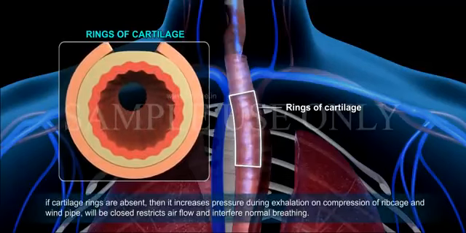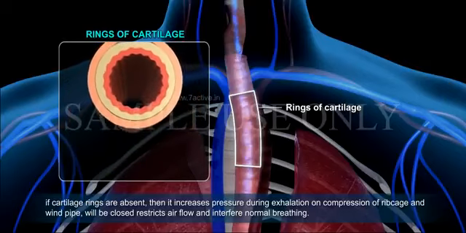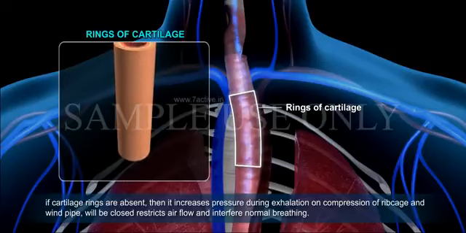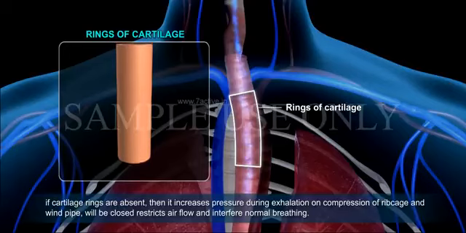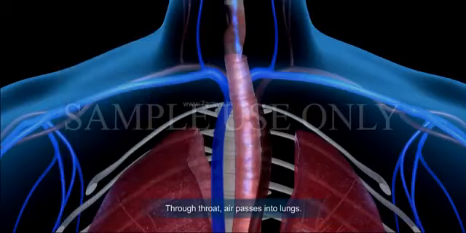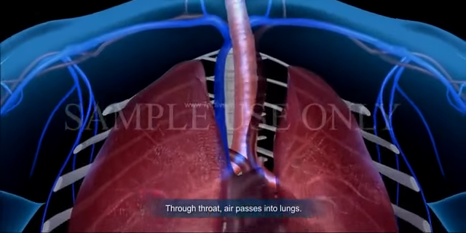If cartilage rings are absent, then pressure increases during exhalation on compression of the rib cage, and the windpipe will be closed, restricts airflow, and interferes with normal breathing. Through the throat, air passes into the lungs.